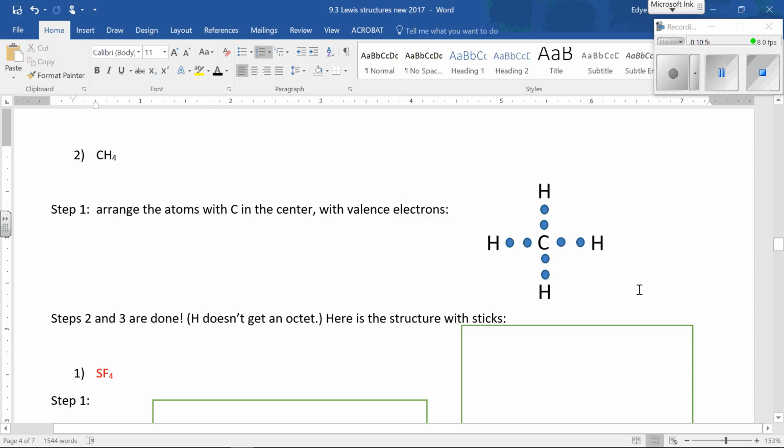And step 2 is you look for singleton electrons. There are no single electrons anywhere. They're all paired up. Then you check your octets. Let's see. Carbon, 1, 2, 3, 4, 5, 6, 7, 8. Carbon's got its octet.